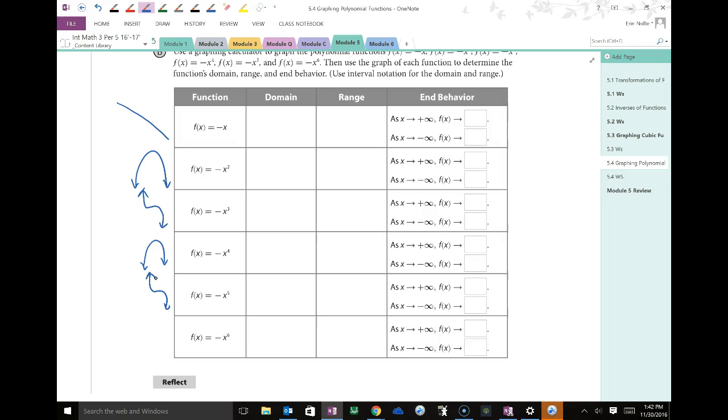Do we need to talk about the end behavior on each of those? It just flips, right? You guys understand what that is and how you can come up with it, right? Okay.